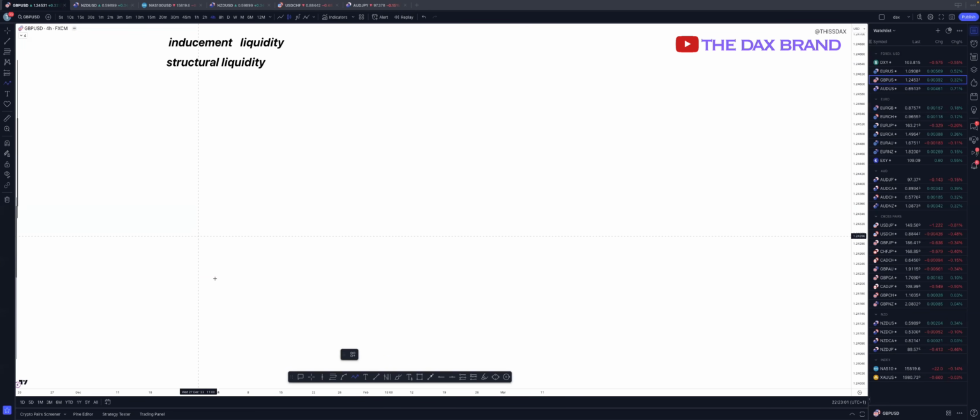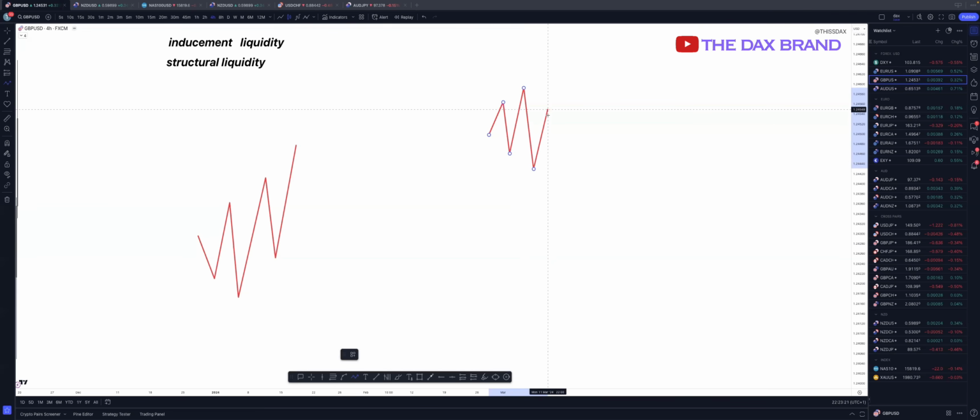Number two, your structural liquidity must be A-shaped or V-shaped. This is A-shaped and this is V-shaped. It must be obvious. Let me explain. A-shaped type of structural liquidity, sorry, V-shaped rather.